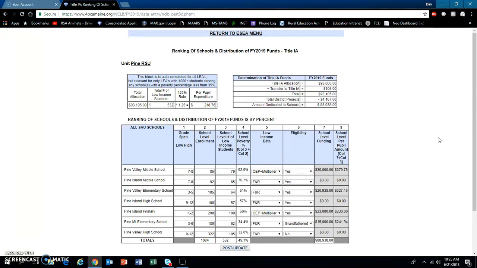The default setup for the ranking of schools and distribution of funds school chart is by poverty ranking. In column 4, it shows the highest poverty down to the lowest poverty. Let's review the rules for distribution to determine if poverty ranking will meet our needs. So the first rule says schools with a school level poverty greater than 75% must be served.